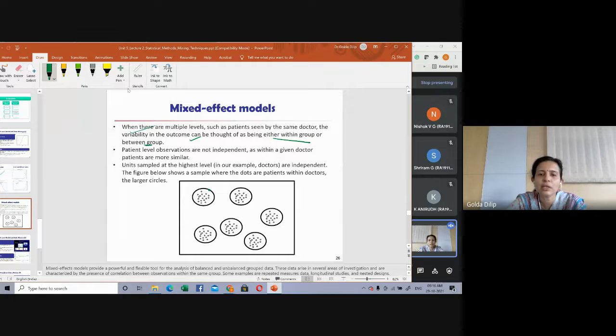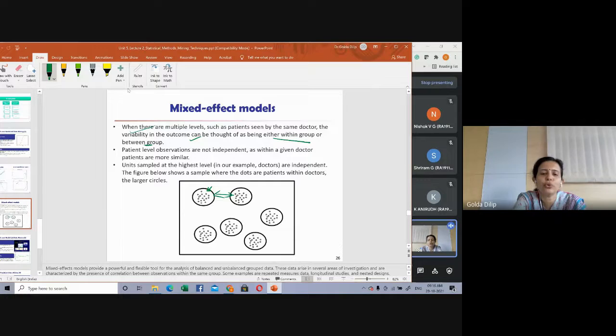So there are so many groups, or clusters, here. Within these groups, patient-level observations are not independent, as within a given doctor, patients are more similar, something like the intercluster and intracluster similarity we discussed.